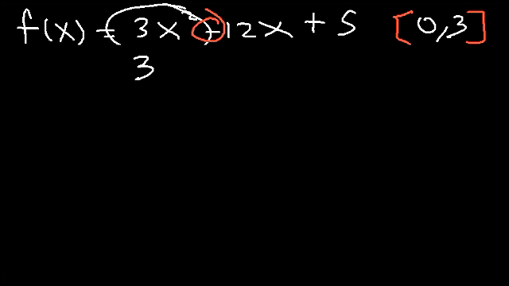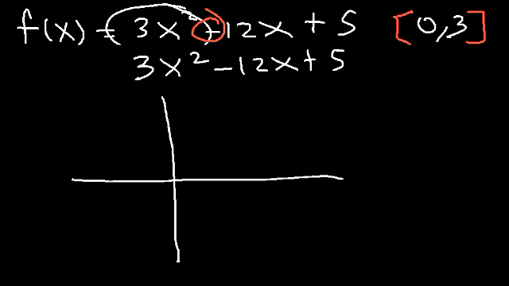Now, if you were to graph the function 3x squared minus 12x plus 5 on your graphing calculator, you should get a function that looks like this. So according to the table, we have the points 0, 5, which is somewhere over here. We also have the point 2, negative 7, and 3, negative 4, which is roughly in this region. So because we have a closed interval, our function should look something like this.